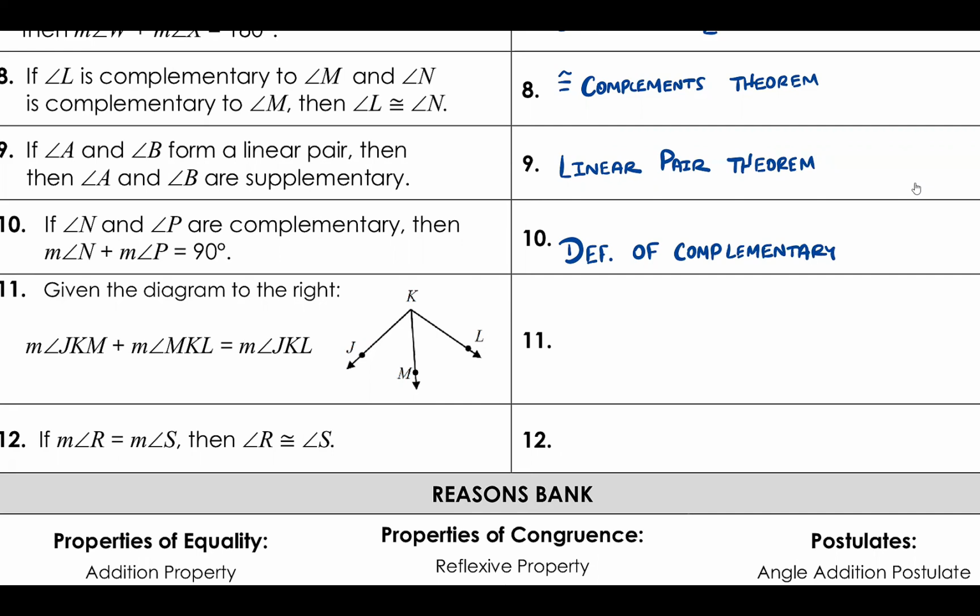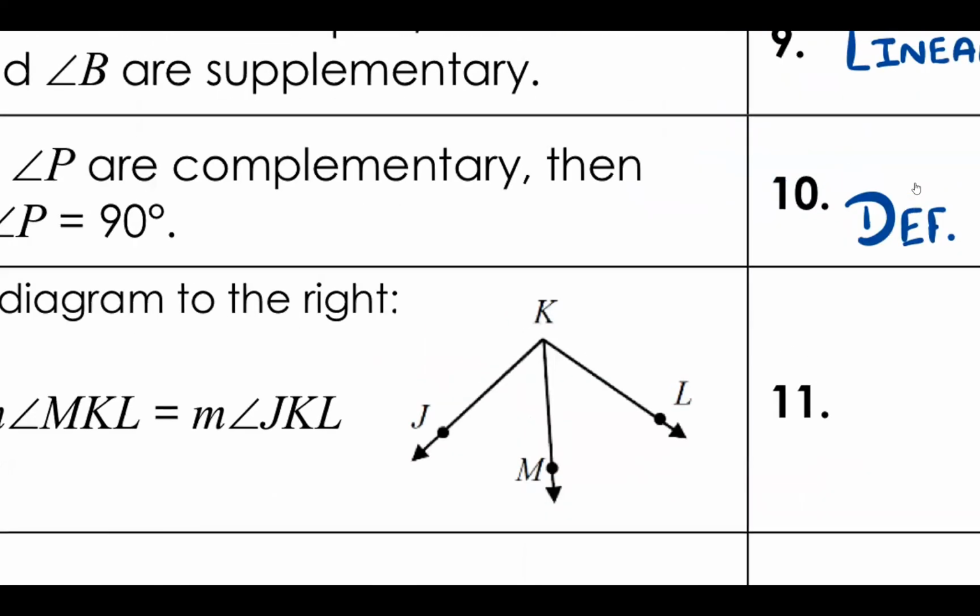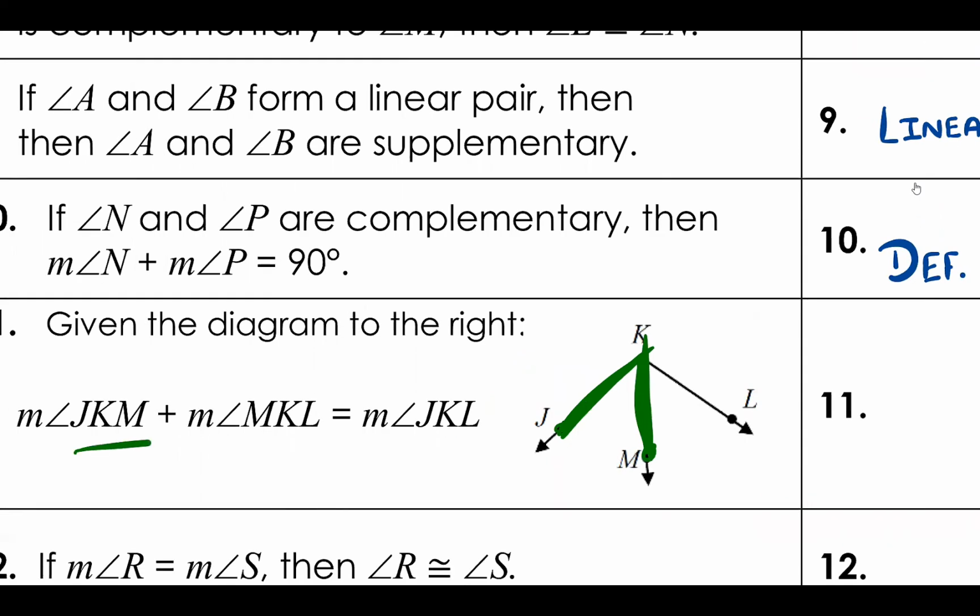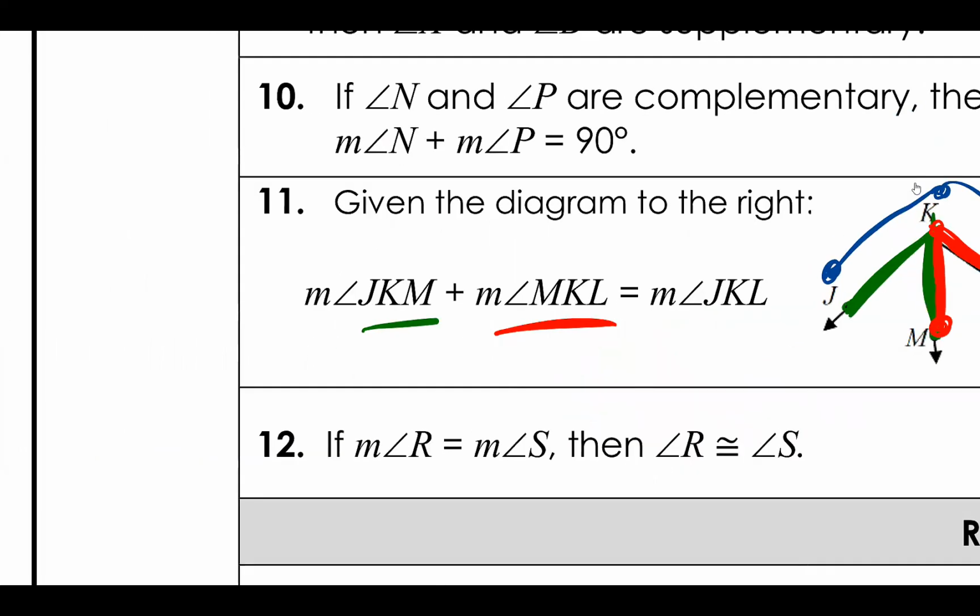Given our diagram to the right, the measure of JKM, so we start at J, go to K, go to M, plus the measure of MKL, start at M, go to K, go to L, makes angle JKL. What do we call it when two smaller angles add together to make a bigger one? Angle addition postulate.